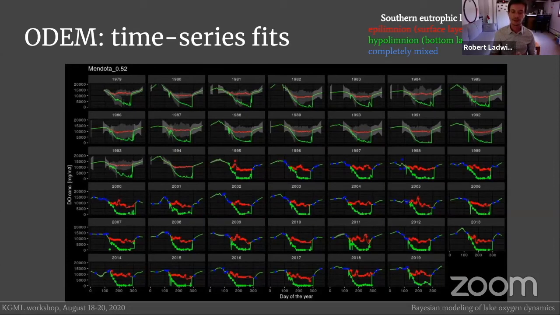So here you can see the time series of Lake Mendota. Every plot shows you 1 year. The x-axis is the day of the year and the y-axis is the oxygen concentration. Here the lines show you the modeled results and the dots show you the observed data. Red is the surface layer, green the bottom layer, and blue dots are observed data points during mixed conditions. As you can see here for Lake Mendota, the results are very good. So our model replicates the dynamics of oxygen very well.